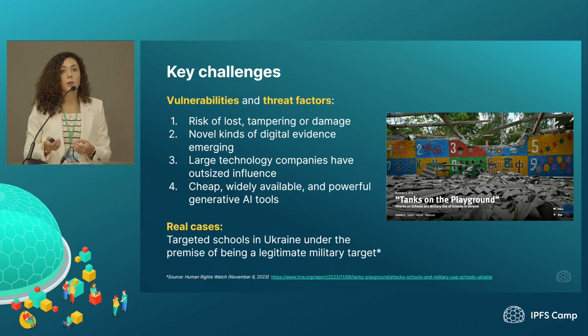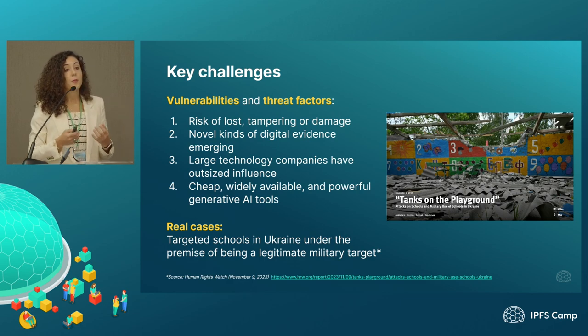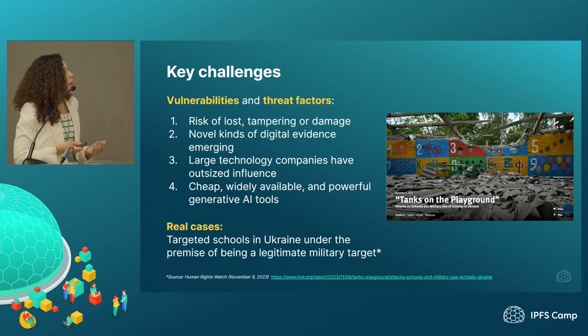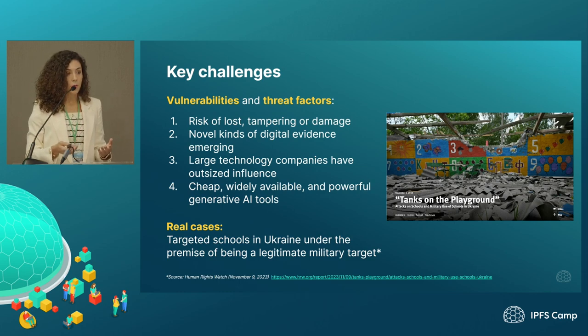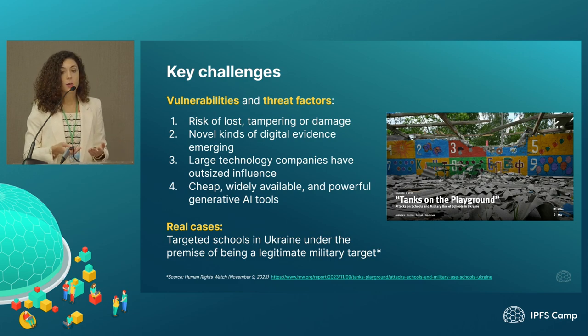And on the other hand, if you have evidence that that was not true, how can you make sure that this information is not destroyed? So these are the biggest vulnerabilities and threat factors that we face, normally with digital material, but in particular with digital evidence. One, the risk of loss, tampering, or damage. It could be direct, but it could also be indirect. It could be because of power outages, or attacks directly on those facilities. There are many ways in which digital evidence can be attacked.